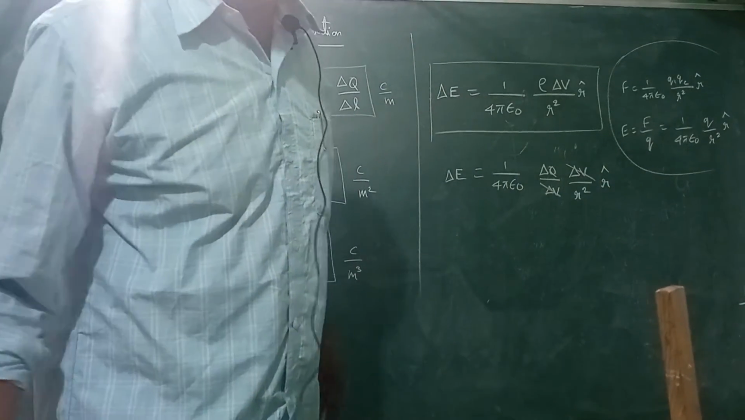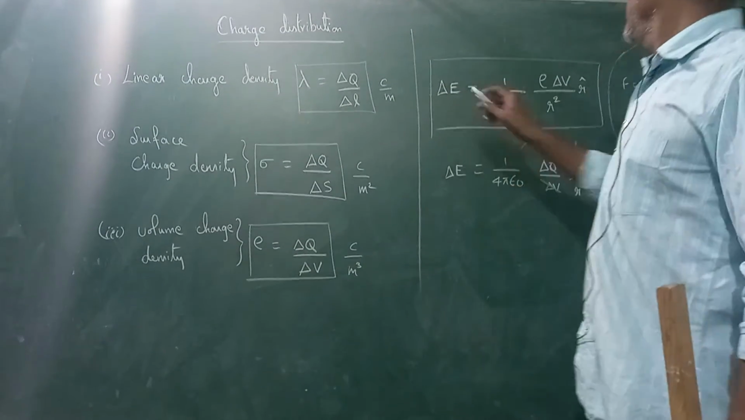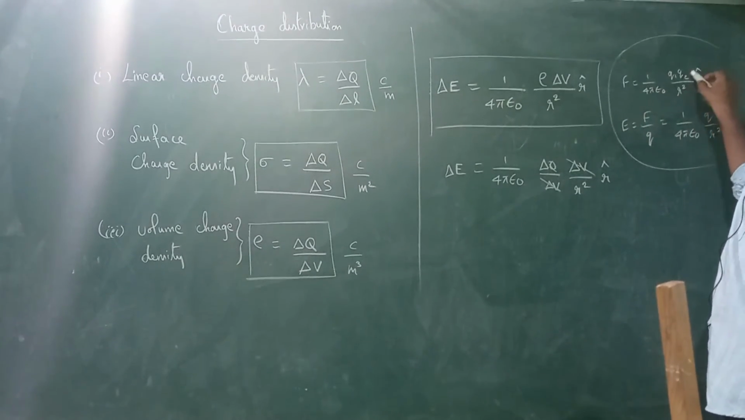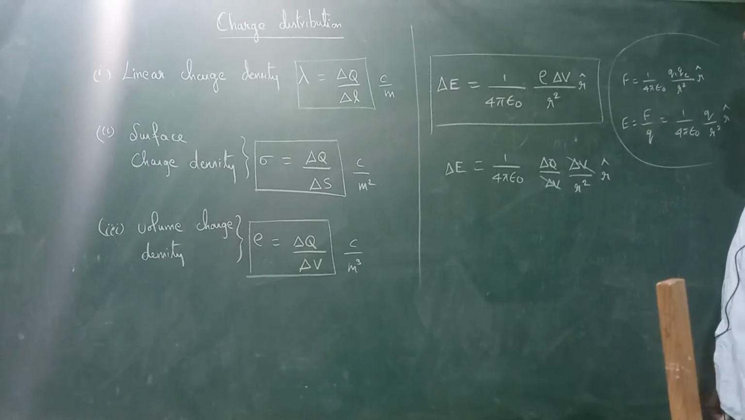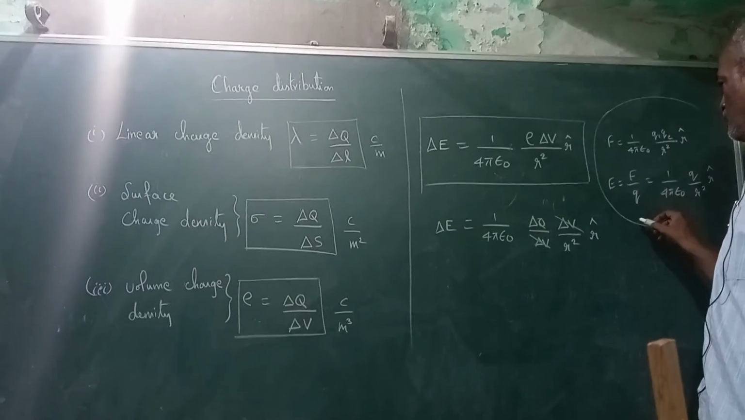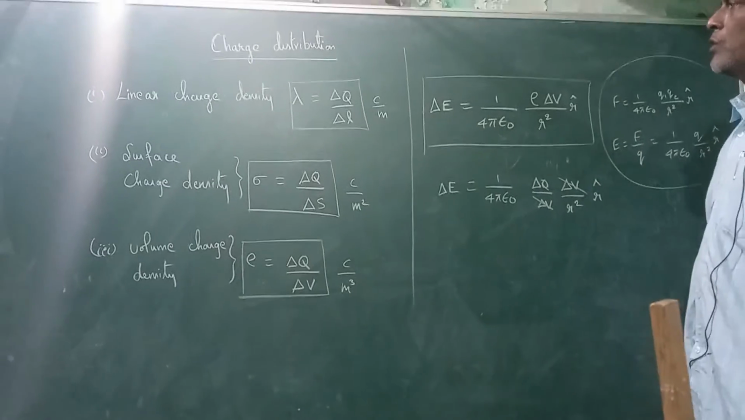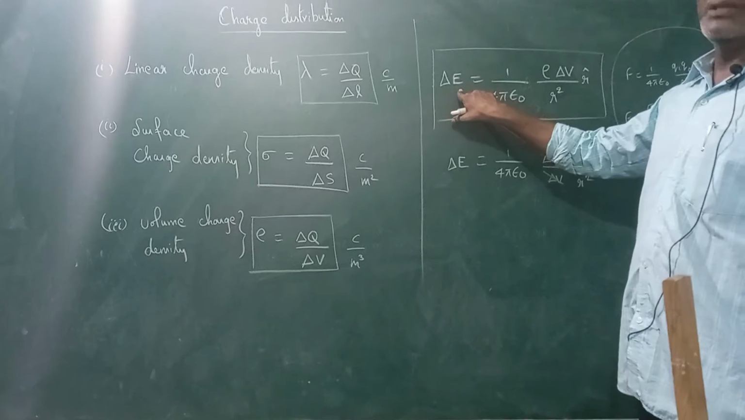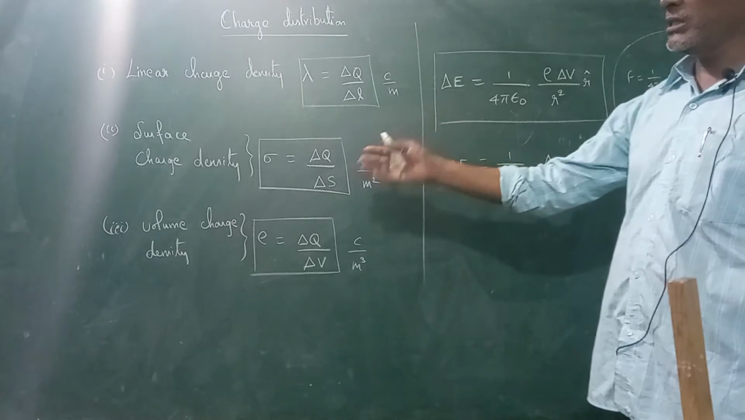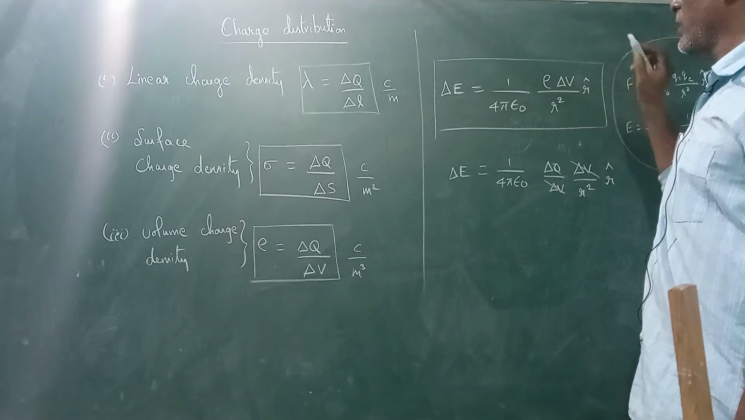Next, we have to see what is del E. Even before that we know Coulomb's law, which is F is equal to 1 by 4 pi epsilon naught Q1 Q2 by R square in the direction of R vector, R cap. Now if you bring one Q this side, you will get the electric field. So electric field is equal to F by Q, which is 1 by 4 pi epsilon naught Q by R square with R cap. Now the small electric field del E, because of the small charge, can be written in terms of volume charge density: 1 by 4 pi epsilon naught rho del V by R square into R cap.